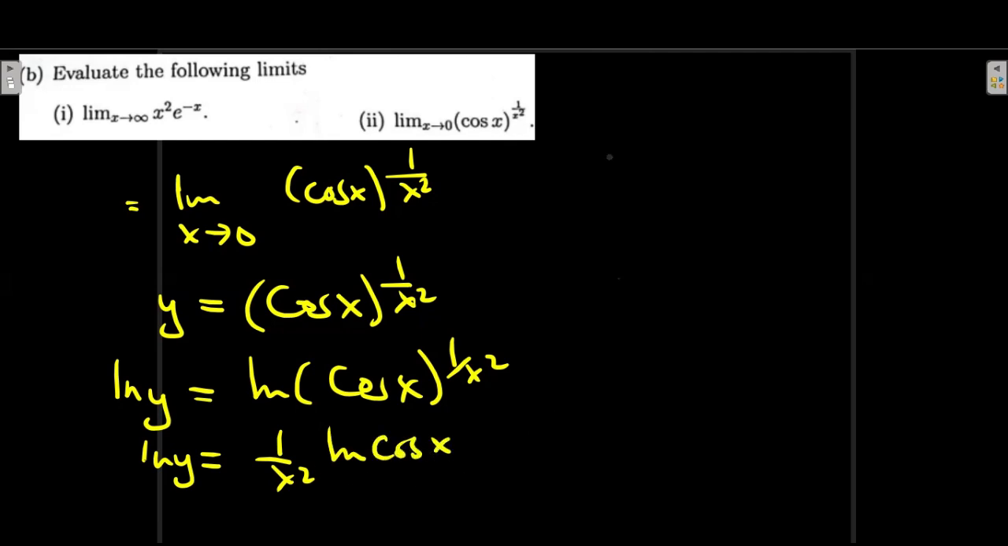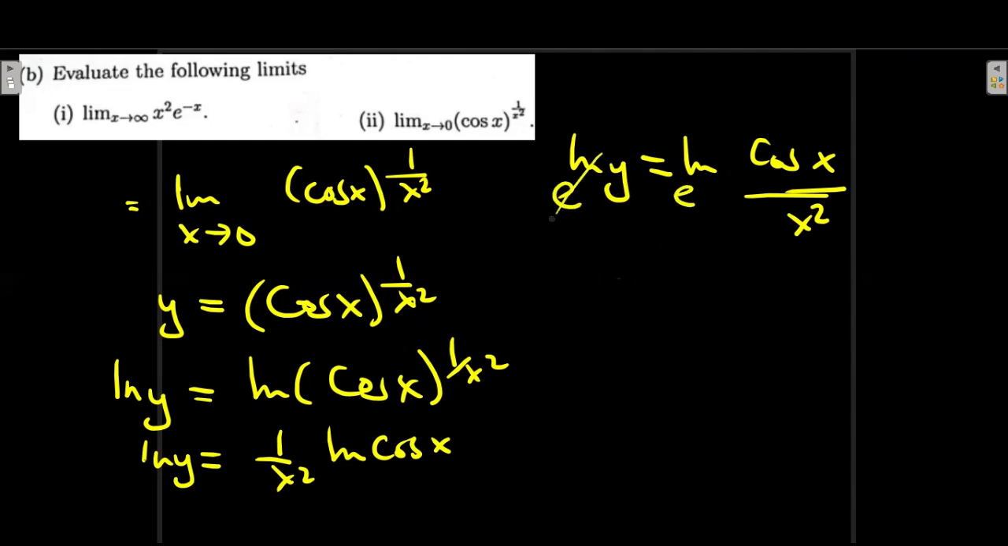Then there I'll have ln cos x, like this. Then, as you can see, that is just going to be ln of y equal to ln cos x divided by x squared. So I have this equation here. I can raise both sides to e. When I raise this to e and raise that to e, this just cancels out, and then I'll have y equal to e to the power of ln cos x over x squared.